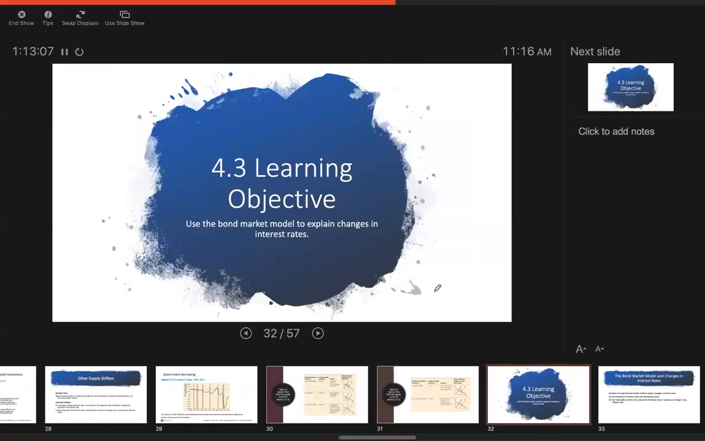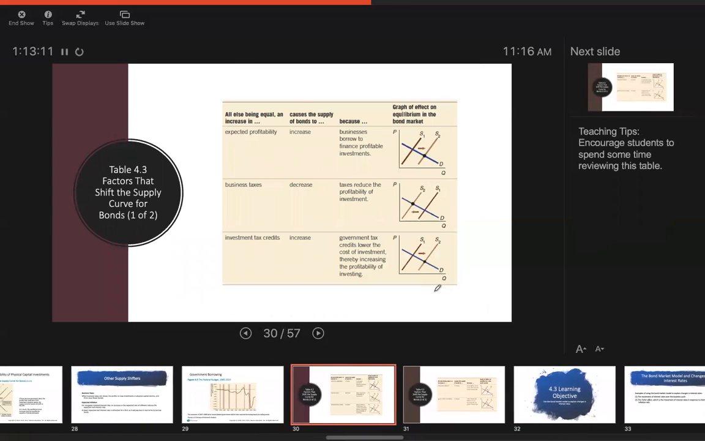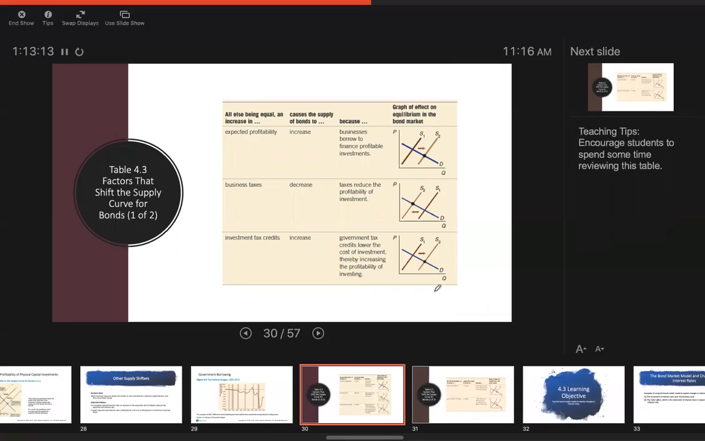Okay, so the five things that affect the supply of these bonds begin with expected profitability. If firms expect profitability to go up, then they're incentivized to borrow more money to finance these investment opportunities, which means there's going to be a rightward shift in the supply of bonds. If business taxes go up, that makes investments less attractive, so they don't want to borrow as much money, so that decreases the supply of bonds, a leftward shift in the supply from S1 to S2.